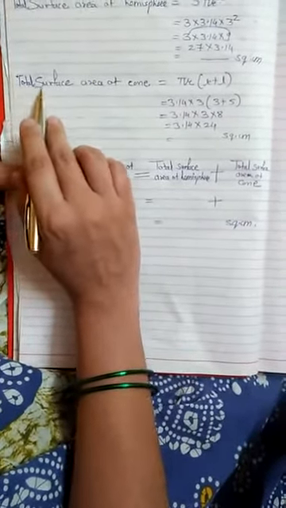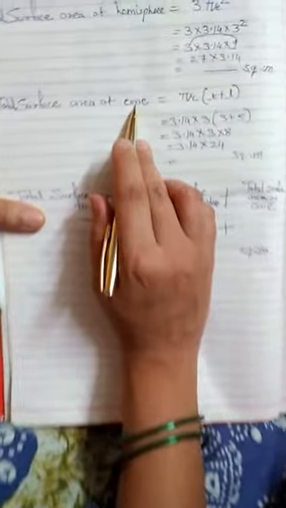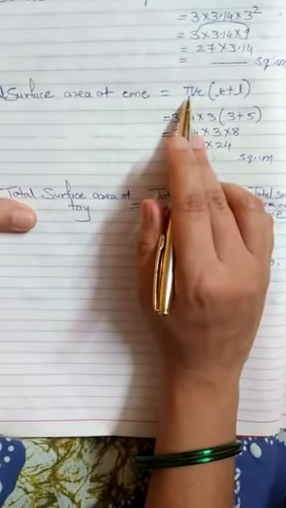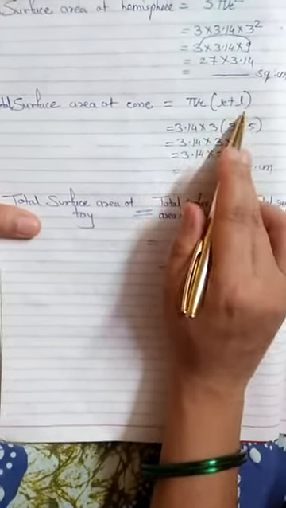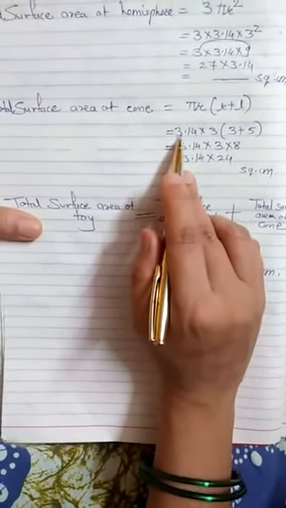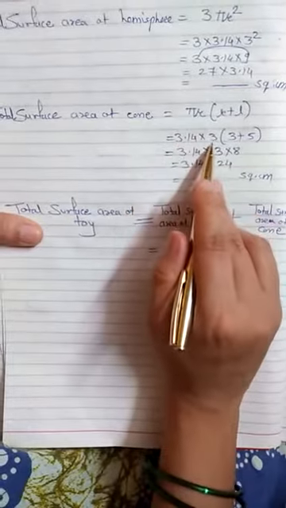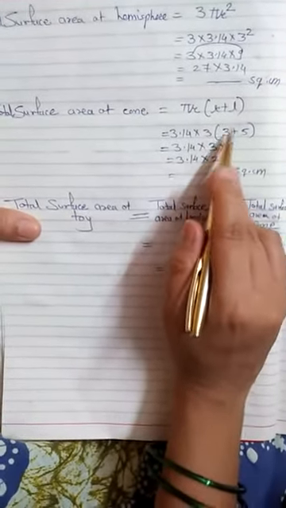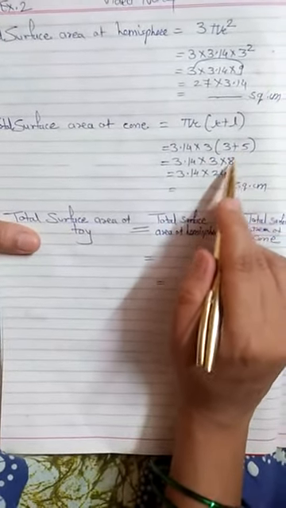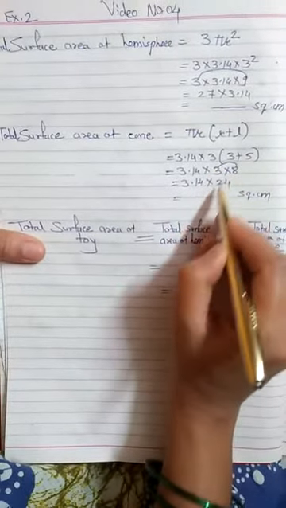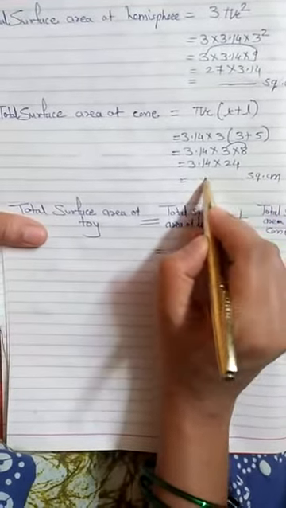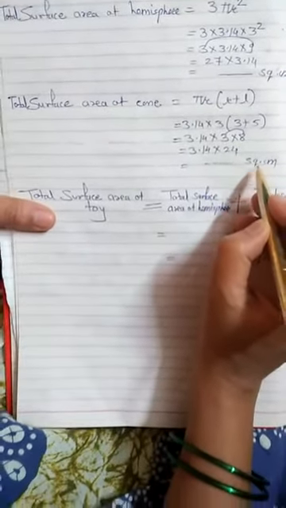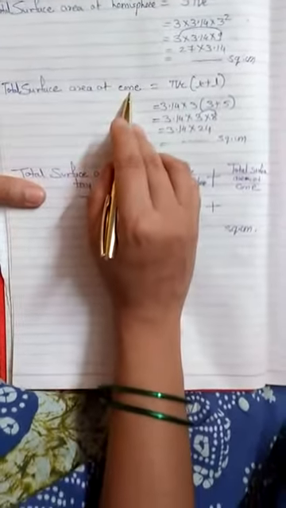Same way, calculate the total surface area of the cone by using the formula pi r bracket r plus l bracket close. So pi is 3.14 into r is 3. Again r is 3, l is 5. 3 plus 5 is 8. So 3 8s are 24. 3.14 into 24. Multiply here, you will get the total surface area of the cone.